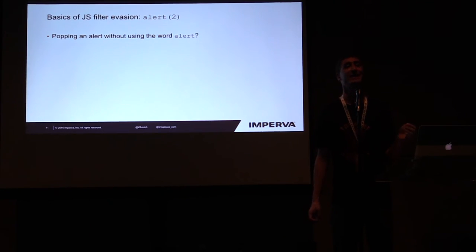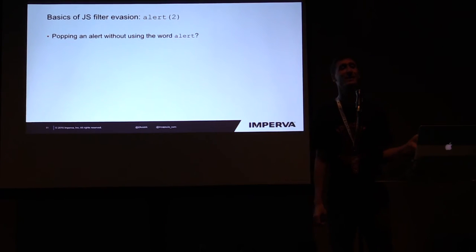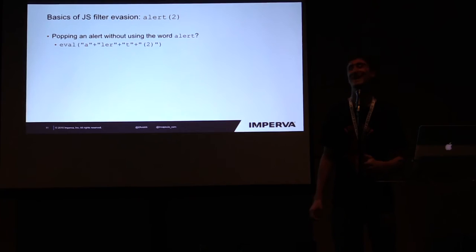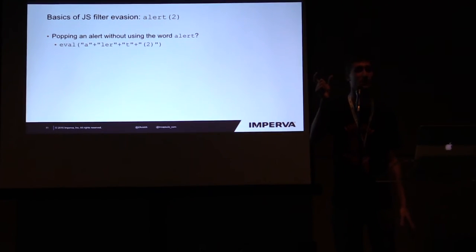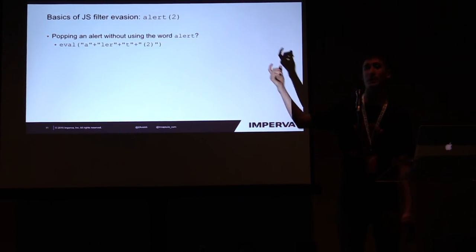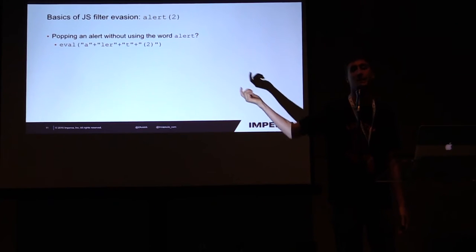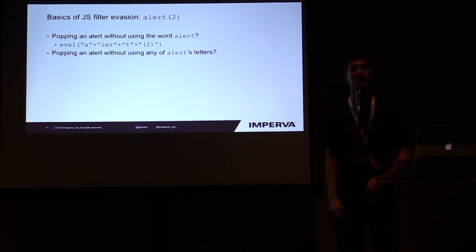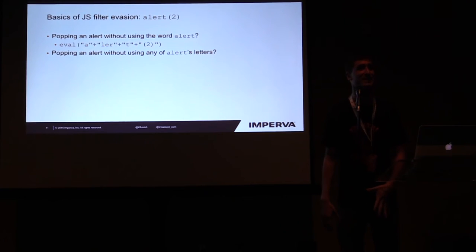You can append it as a string and then use eval. Sorry? I said you can append it as a string and use eval as one example. Yeah, great. You read my mind. This is what we can do in order to not use the explicit word alert. So here we concatenate the string alert2, and then we use the eval that evaluates that string and executes it. Okay, so let's make it a bit harder. Could we pop an alert without using any of alert's letters?